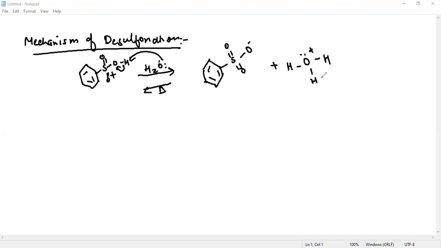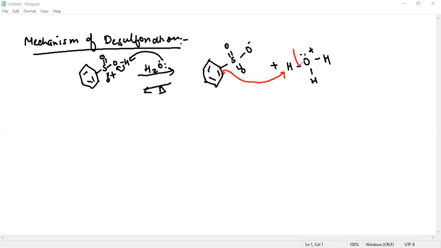Okay, do you understand until here? I hope that's fine. Now what will be the next step here? In the next step, this double bond will act as a nucleophile. It will go ahead and attack this hydrogen here. I will show you how. So this double bond will go ahead and attack, and what will happen?